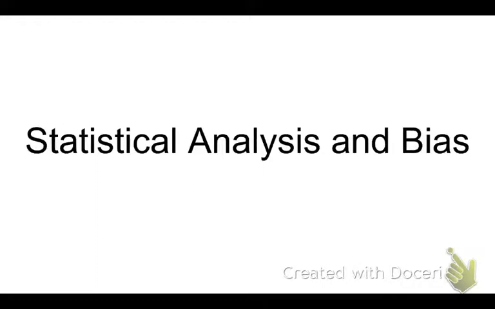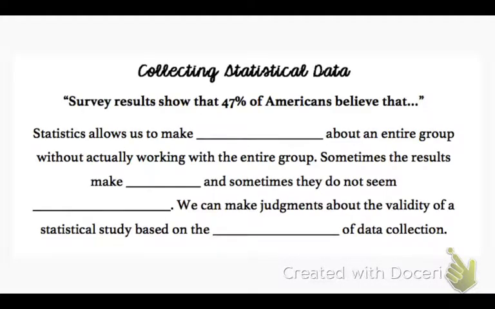So we're going to be looking at different types of studies that we use to collect data, and then how we analyze that data and ways that we can bias or skew the conclusions about a data set. When we read the newspaper or we're watching ads on television, we often hear statements that say things like, survey results show that 47% of Americans believe that blah, blah, blah.